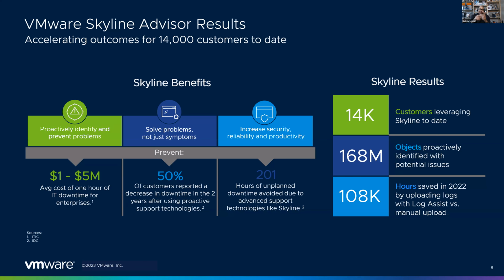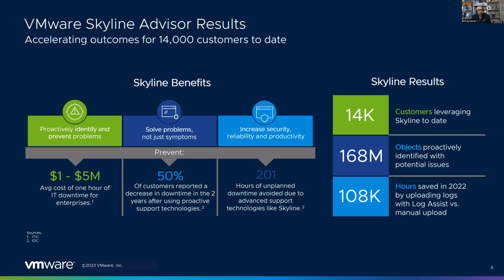And as you can see here from a recent industry report, 1 hour of downtime for an enterprise can cost you a lot of money. Companies who are strategically making the decision to take a more proactive approach to support are significantly reducing that unplanned downtime, and we're talking hundreds of hours. And so to date, Skyline has helped 14,000 plus customers identify nearly 170 million objects in their environment that have potential issues. And our customers are resolving a great deal of those on their own. I think the last time we did the math, Sonny, it was like 73%.